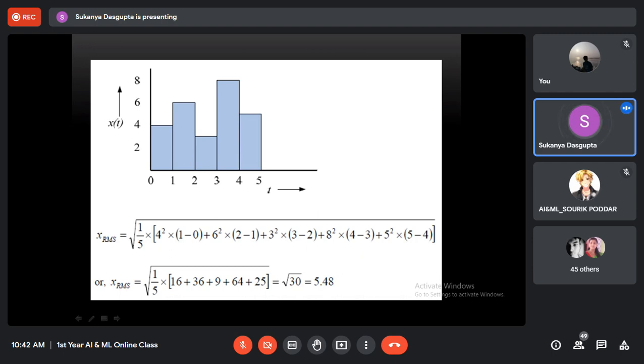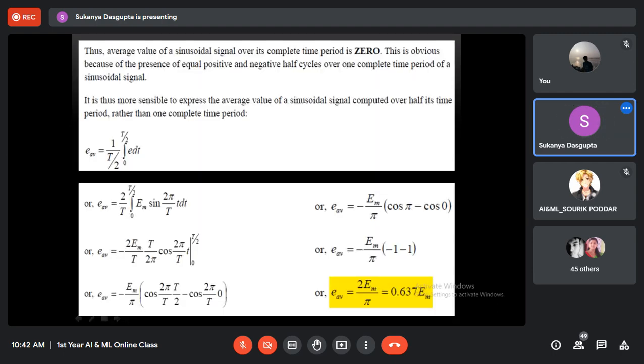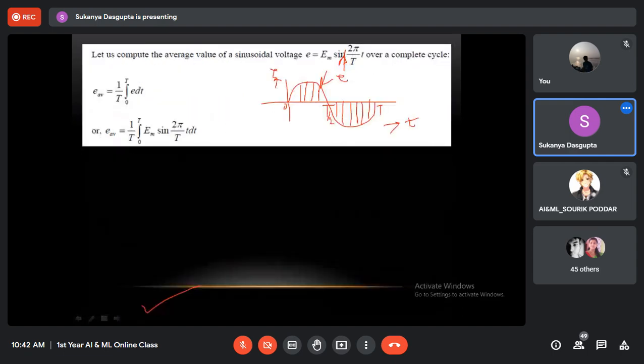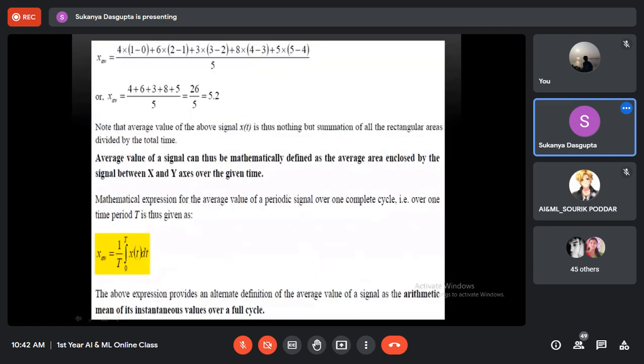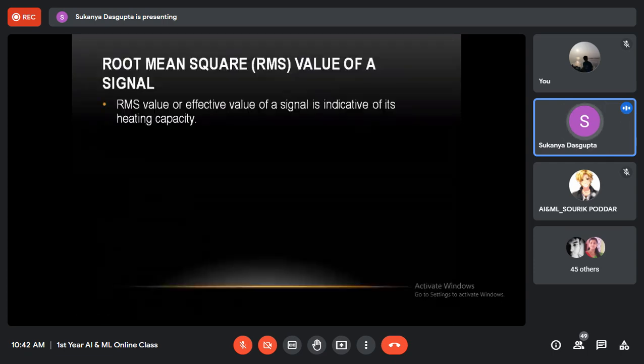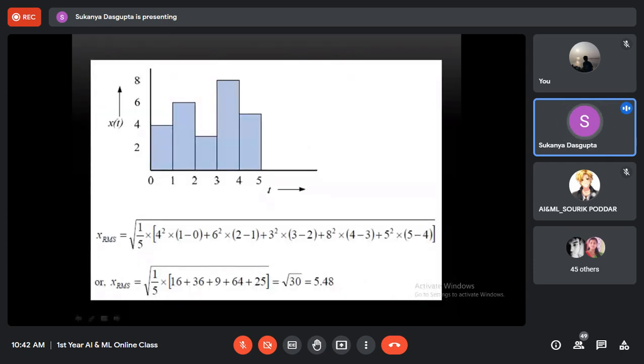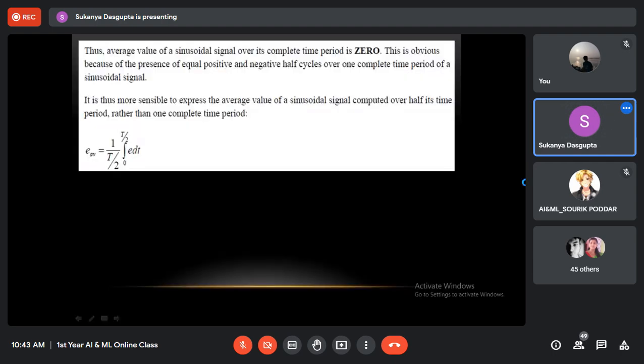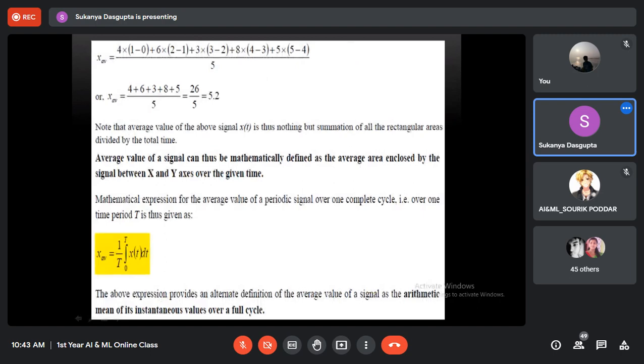Now previously, what was the average value? 5.2. The average for the same signal was 5.2, but the RMS value is 5.48. Just keep this in mind that RMS is higher than the average.